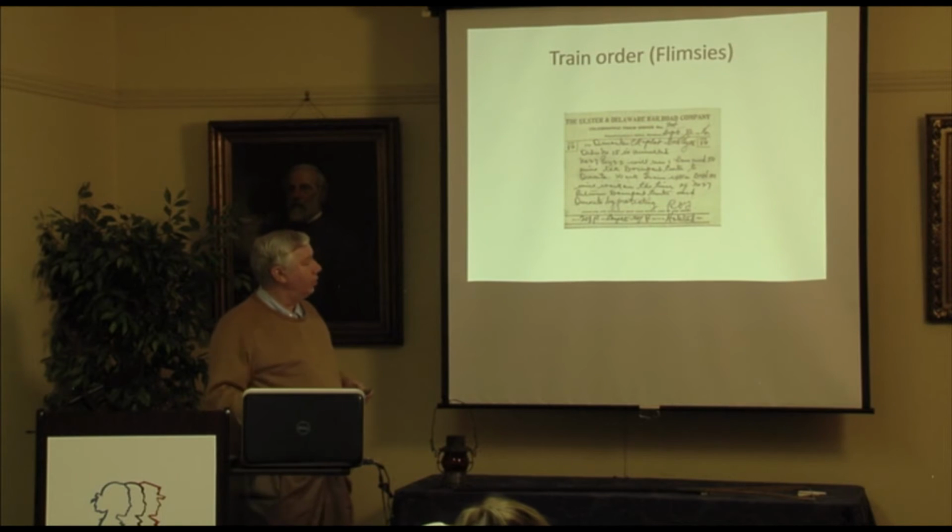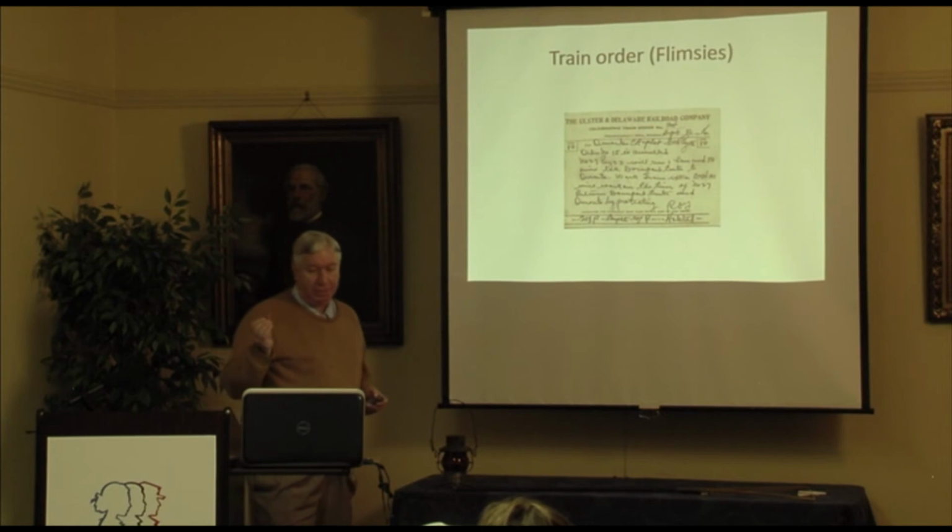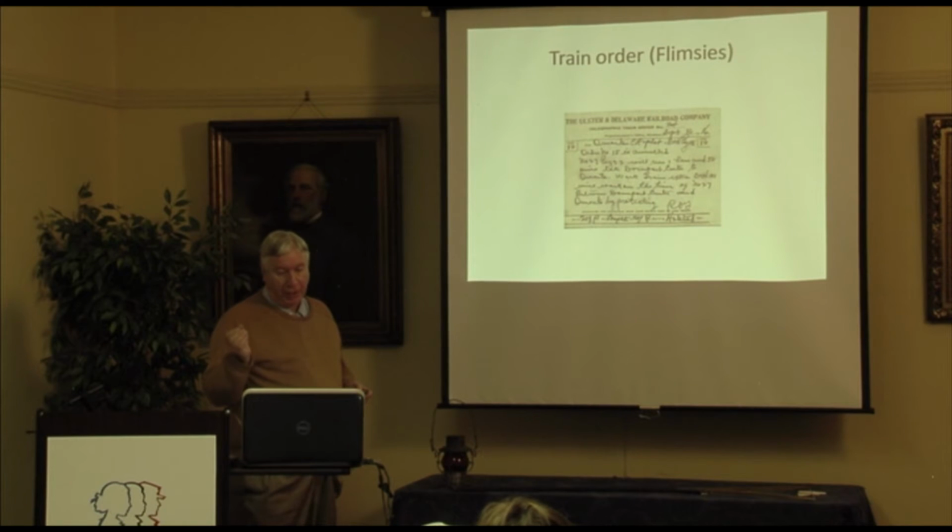This is a train order called a flimsy. It's a very, very thin piece of paper, almost like wax paper used to have years ago. And on this piece of paper, they're going to, again, tell the engineer what to do, where to go, when to stop, when to leave there, all that sort of thing. This is also going to delineate which trains are superior trains and inferior trains.